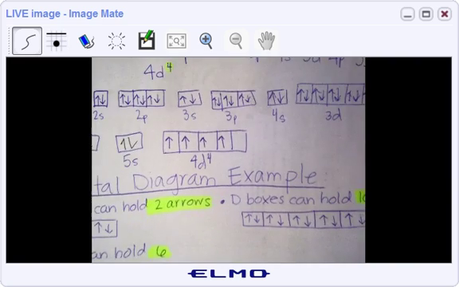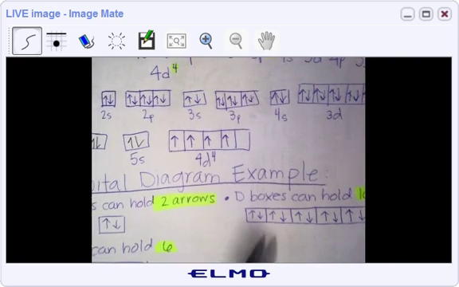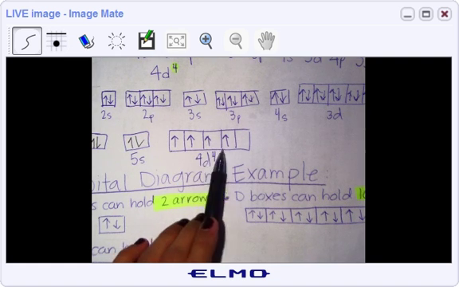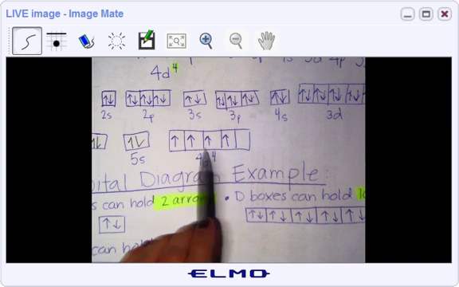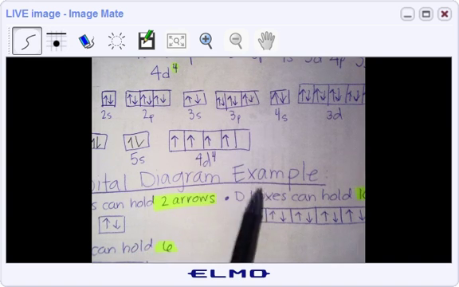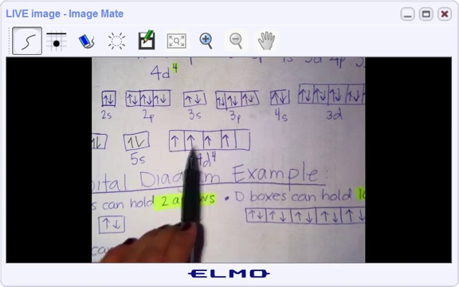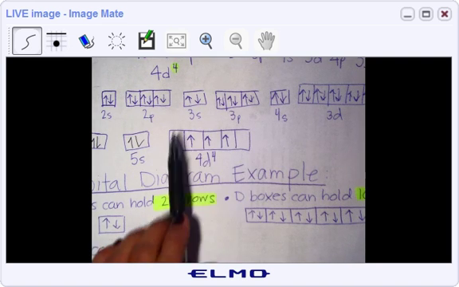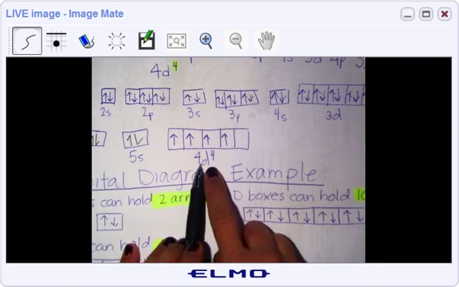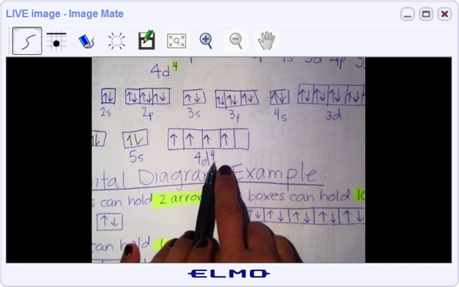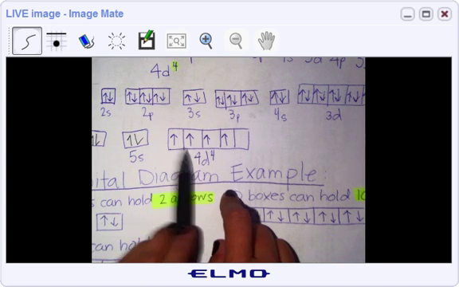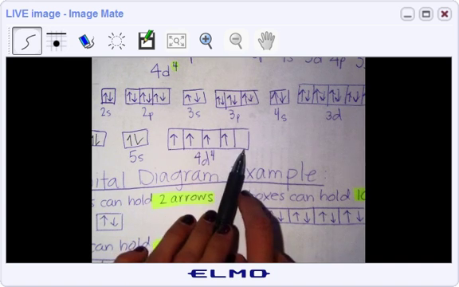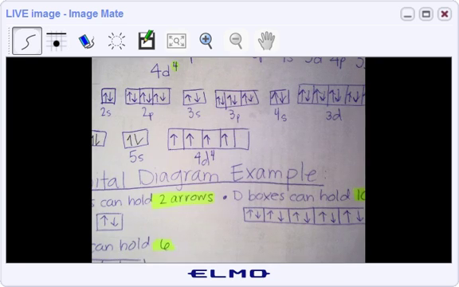An example of Hund's rule, which states you have to put at least 1 arrow in each box before you can come back and put the other arrows in. So you would go 1, 2, 3, 4, 5, then you can come back. There's not a 5th one because it stops at 4. But this is a good example not to do 1, 2, 3, 4. Don't double up first. You have to put 1 per box all the way through, then you can come back and double up.